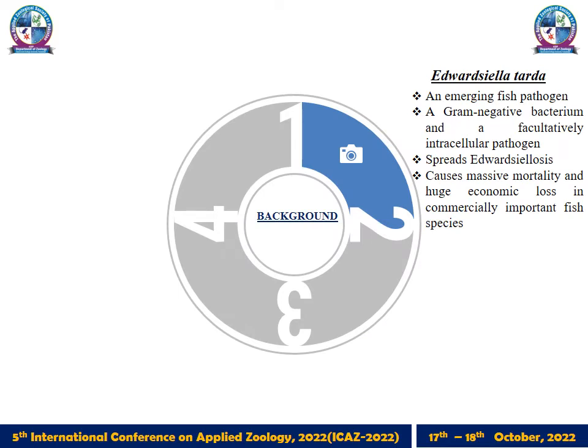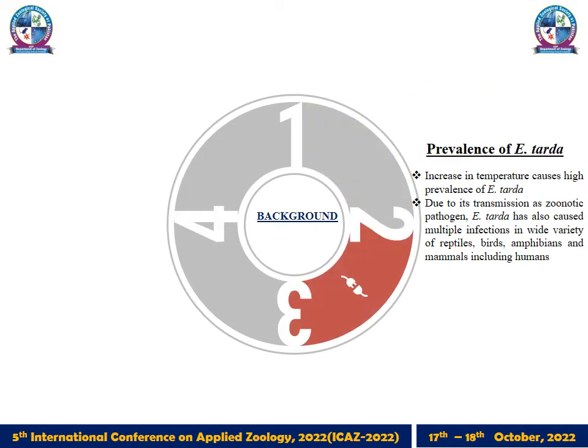Edwardsiella tarda is an emerging fish pathogen, a gram-negative bacterium and a facultatively intracellular pathogen. It causes massive mortality and huge economic loss in commercially important fish species. Increase in temperature causes high prevalence of E. tarda. Due to its transmission as zoonotic pathogen, E. tarda has also caused multiple infections in wide variety of reptiles, birds, amphibians, and mammals, including humans.